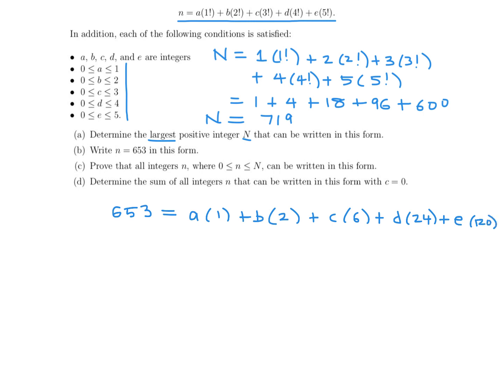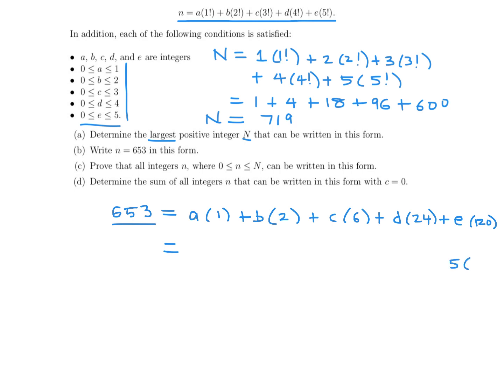Now I've got to make it equal 653. And I think this is just trial and error. There's no actual fancy way or specific formula. You just kind of go through with this. What I did was I said, okay, what could E be? Keeping in mind that it's got to be between 0 and 5. And I thought, well, could it be 5? If it's 5, then that would be 600. And I thought, yeah, that's pretty decent. Okay, so let's try 5.